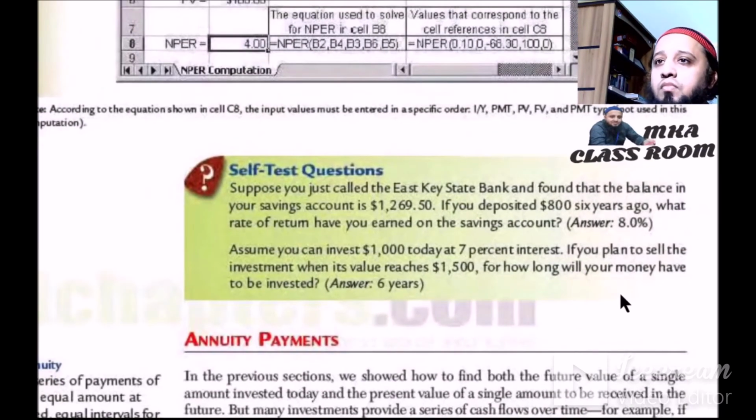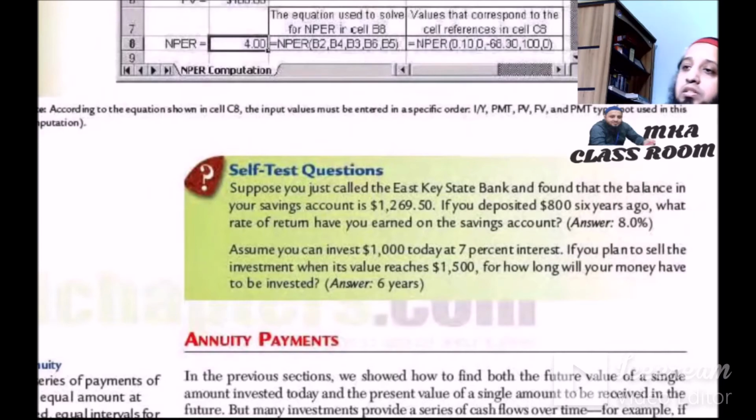Now we will see, suppose you just called the East Key State Bank and found that the balance of your savings account is 1269.50 taka. If you deposited 800 taka 6 years ago, what rate of return have you earned on your savings account?